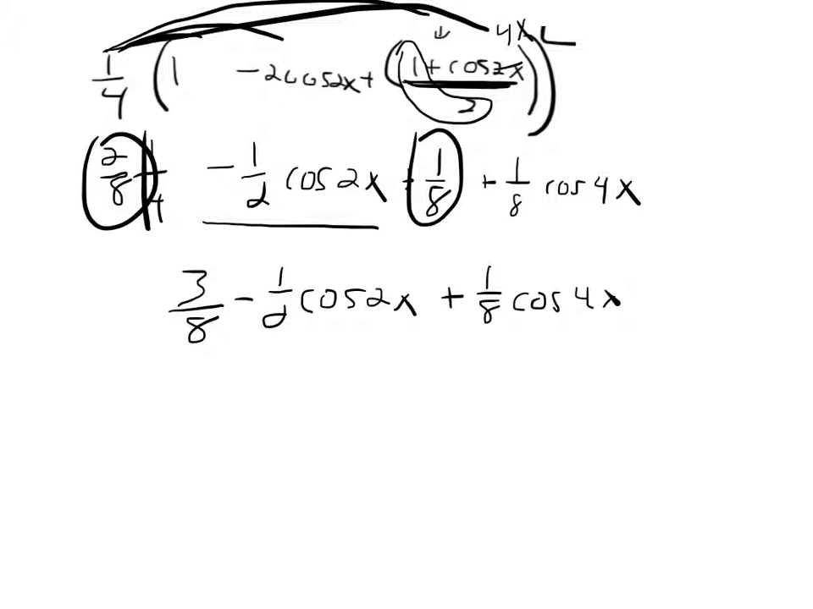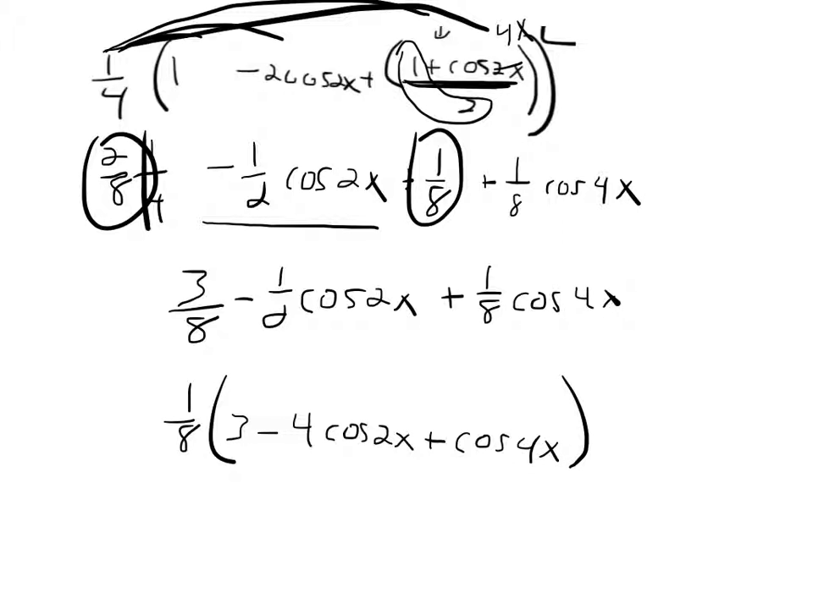They, however, chose to factor out an eighth. And if you factor out an eighth, you're left with the following: 3 minus 4 cosine 2x plus cosine of 4x. And again, my goal was to rewrite sine to the 4th power of x as a sum of first powers of cosines of multiple angles. Again, we're practicing using multiple identities and formulas to rewrite the original equation.